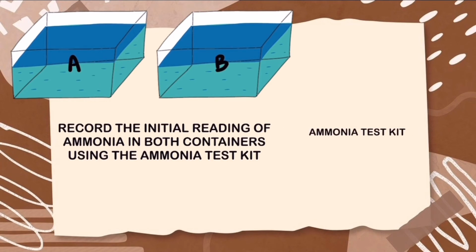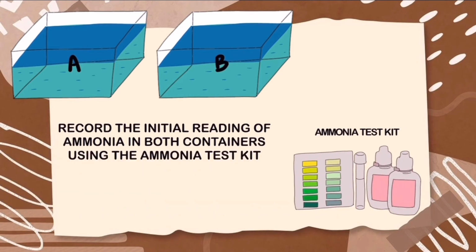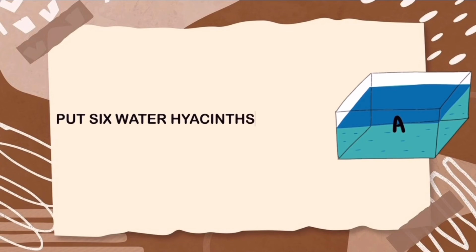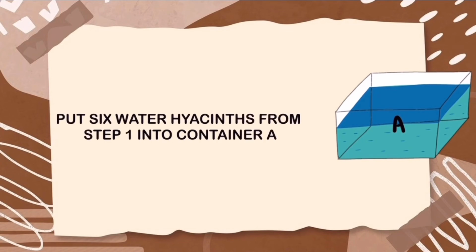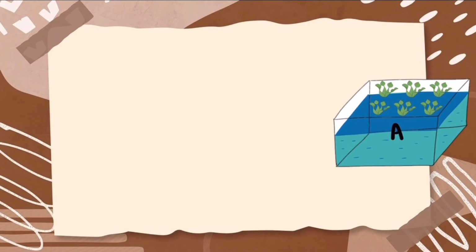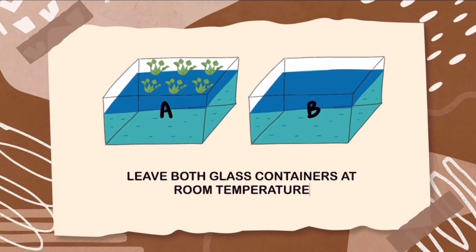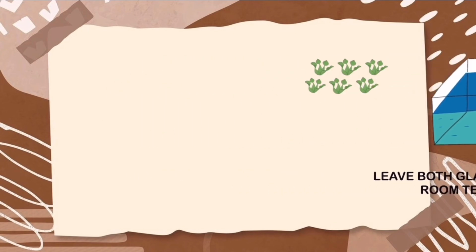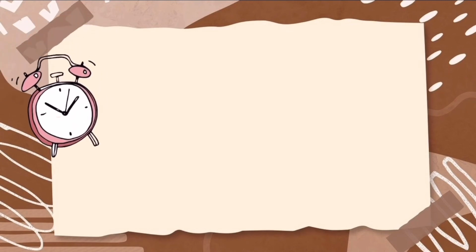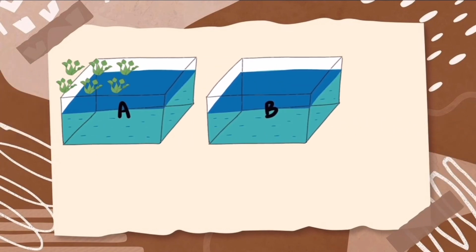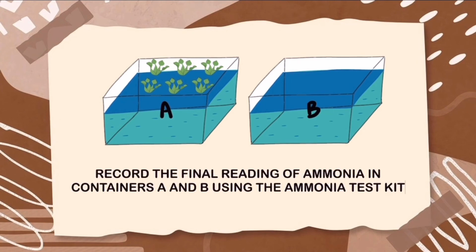So the ammonia test kit looks like this. Put 6 water hyacinths from step 1 into container A. Next, leave both glass containers at room temperature. After 7 days, record the final reading of ammonia in containers A and B by using the ammonia test kit.